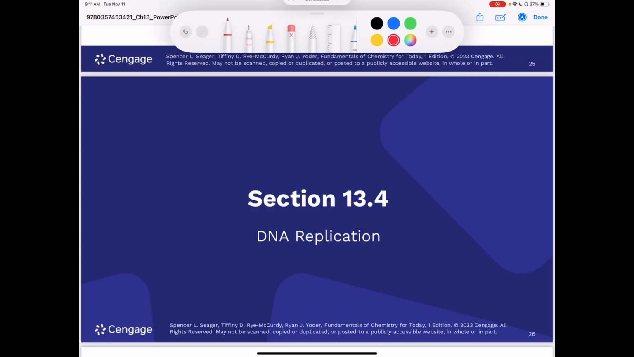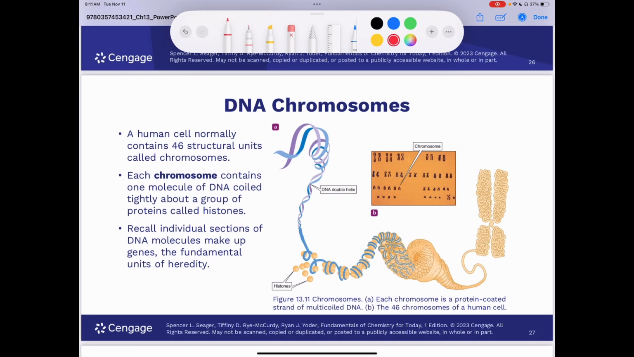DNA replication. DNA is responsible for one of the most essential functions of living organisms, the storage and transmission of hereditary information. A human cell normally contains 46 structural units called chromosomes. And you see the chromosomes here. We have our 46 structural units or 23 pairs.